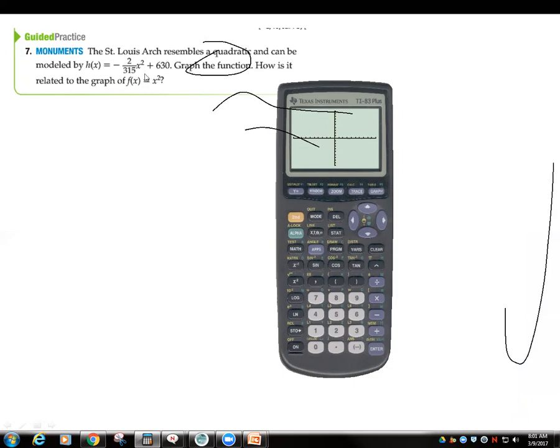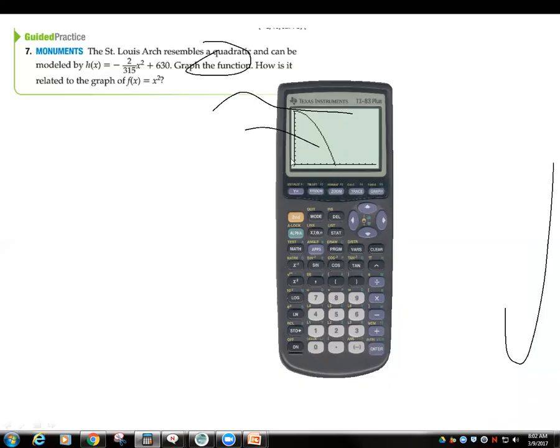But I know that the vertex would be at, I'd have to go up 630. So if I make my thing go up to 630, I'm going to make my scales go by 50s. Let's see if I get anything there. Oops. I wanted my y max to be 630. But that mistake actually helped me out because I got to see where it fell over here.